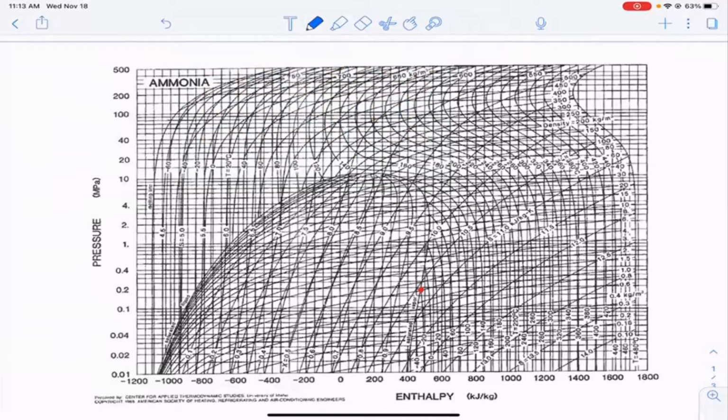And so I'm going to do my best here. I'm not particularly great at drawing horizontal lines without a ruler, and I'm certainly not going to put a ruler on the iPad. So that's about as good as I can do. So the pressure here is around 0.18 megapascals. And if I go straight down from here, as good as I can, the enthalpy here at state A is approximately 475 kilojoules per kilogram.